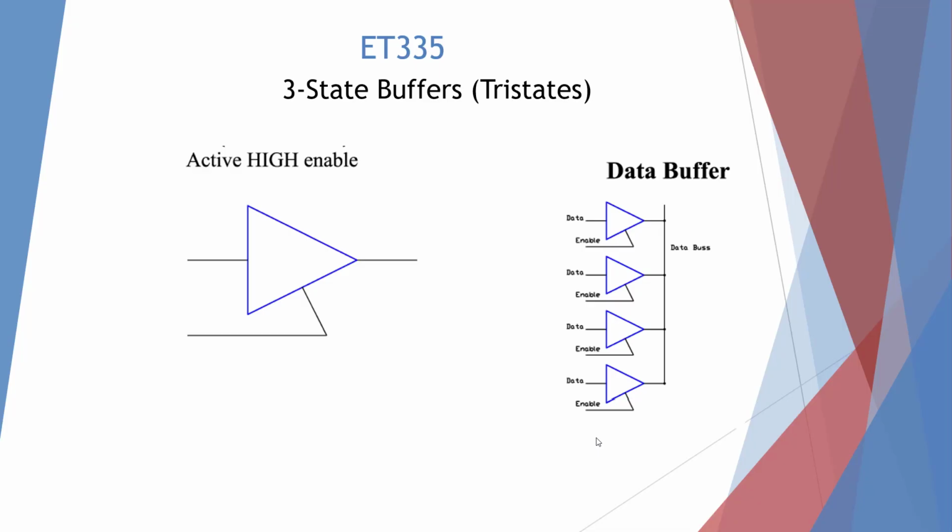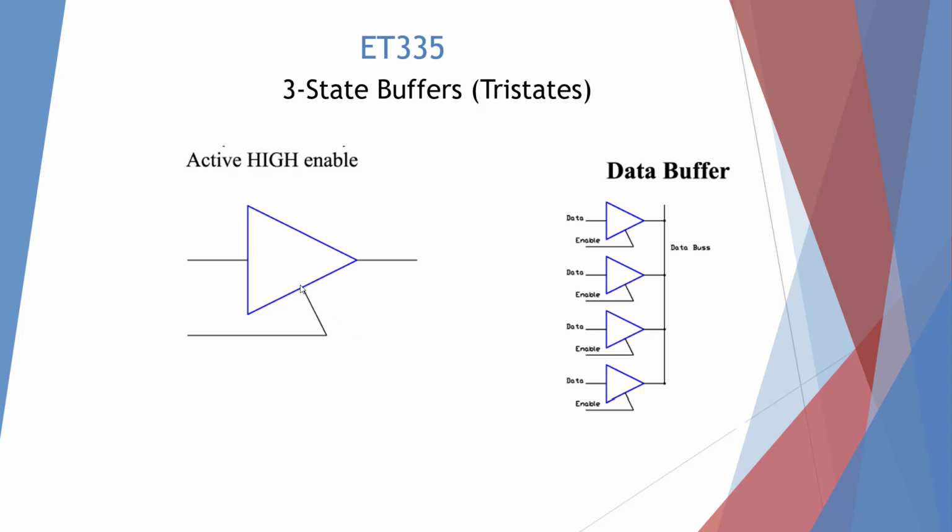Okay, here I'm showing a three-state buffer called a tri-state. And this one's an active high enable because it doesn't have a bubble on it. So these bubbles aren't negating, they're telling us that they're looking for an active high or low, in this case high, enable to make it active.